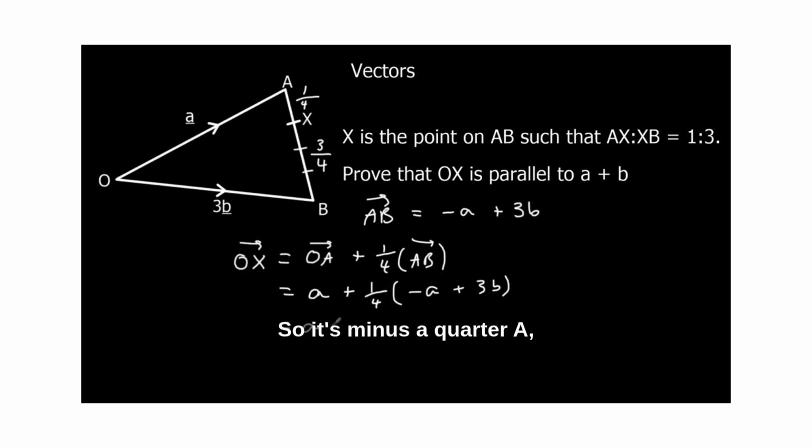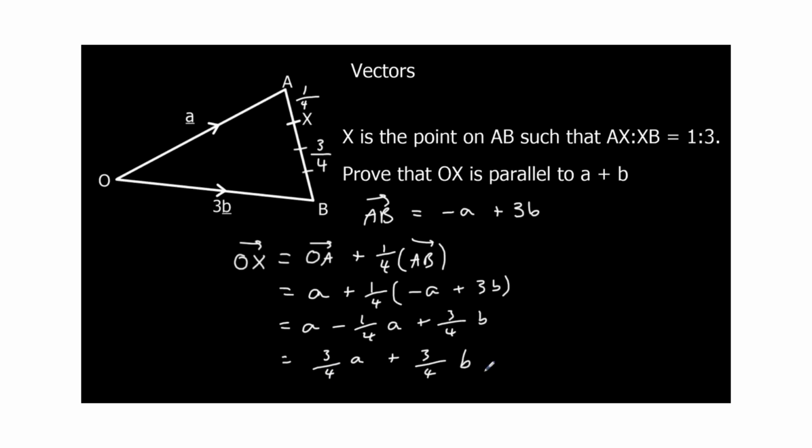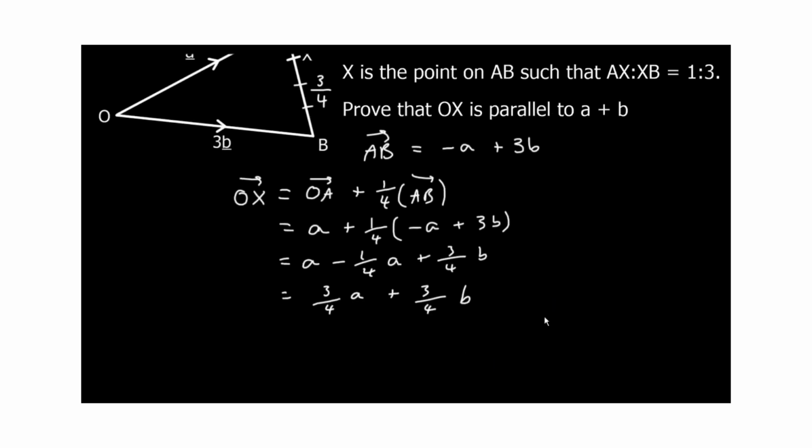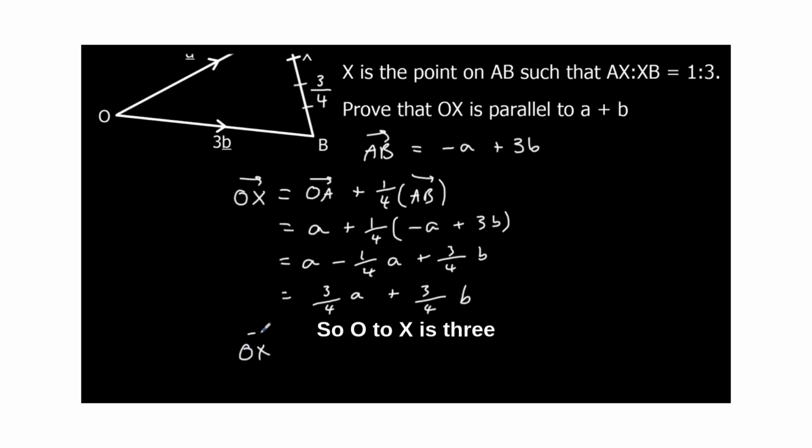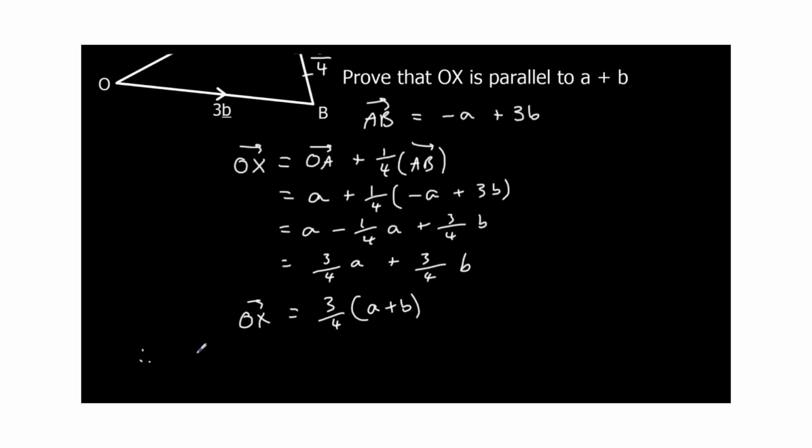Expand the bracket, so it's minus 1/4 A plus 3/4 B. 1 whole take away 1/4 is 3/4, plus 3/4 B. So we can see that O to X is 3/4 of A plus B. Therefore, OX is parallel to A plus B.